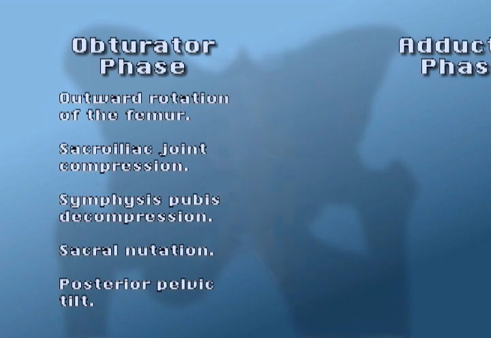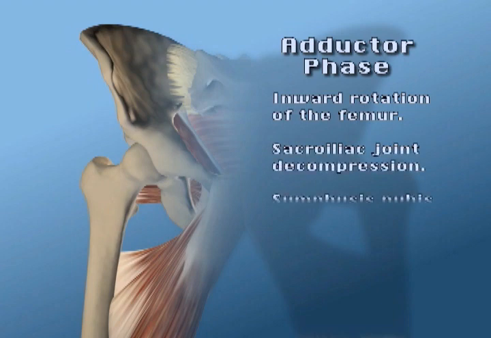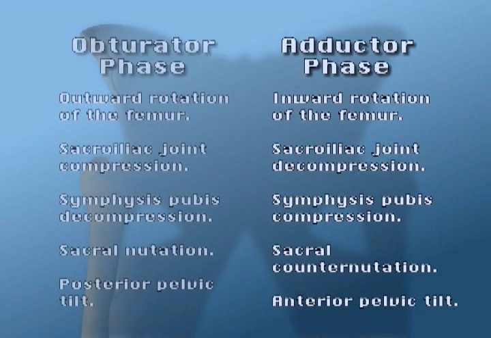During the adductor phase of the pelvic rotator cuff action, there is inward rotation of the femur, sacroiliac joint decompression, symphysis pubis compression, sacral counternutation, and anterior pelvic tilt. The equal but opposite balancing act of the obturator and adductor phase creates a continuous rocking motion around the neutral balance point of the sacroiliac, symphysis pubis, and lumbosacral joints, and facilitates dorsal and ventral ligamentous support of the sacroiliac joints in the neutral, stable position during upright activities.